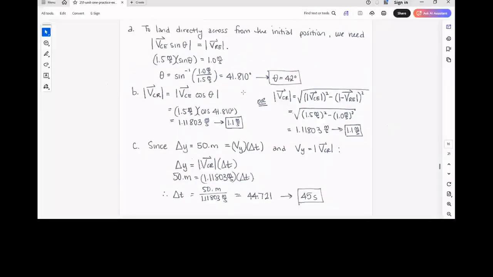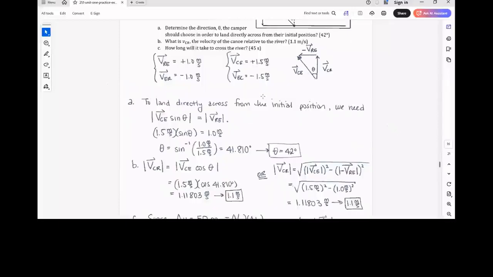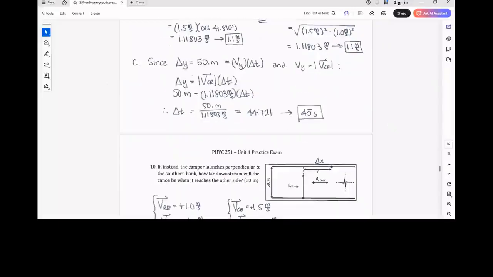And then finally, for part C, how long does this trip take? Well, just like a projectile motion problem, the delta t for the x direction can't be any different than the delta t for the y direction. And in this case here, we're kind of forcing our delta x to be equal to 0. So we don't want the canoe to drift along with the river. We want it to land directly across the river.